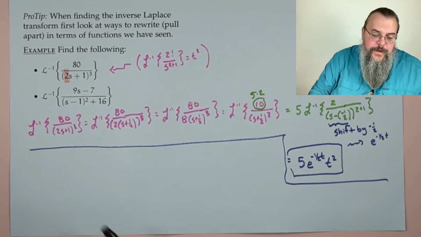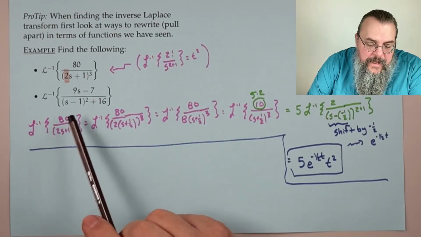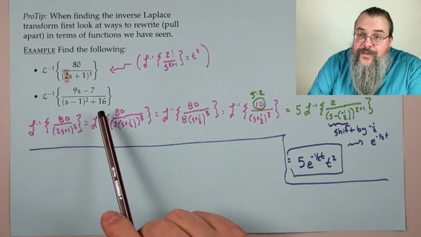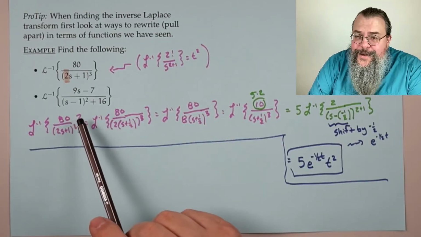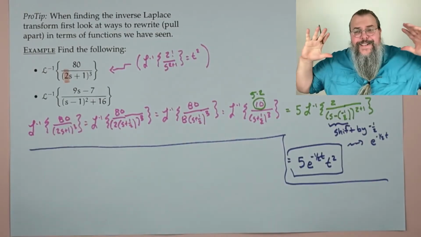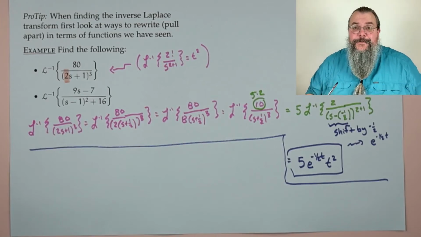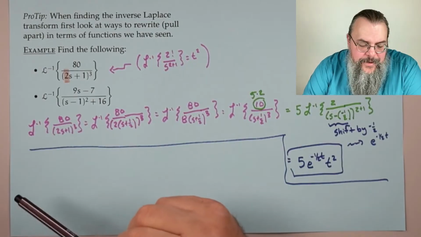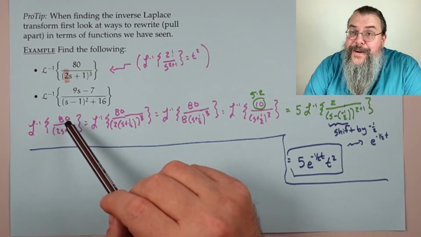How about the other one? Now, s minus 1 squared plus 16. Okay, now, there's not a lot you can do with that denominator. That's as good as you're going to get. There's no hope to make it cleaner. Okay, so what can we do? Well, it's actually not bad, right?